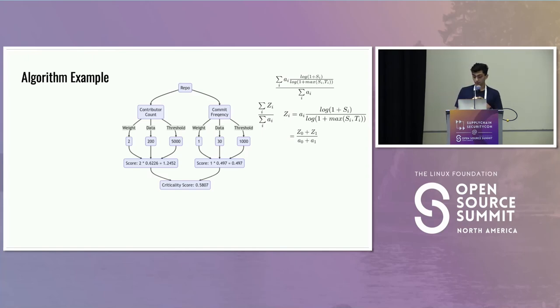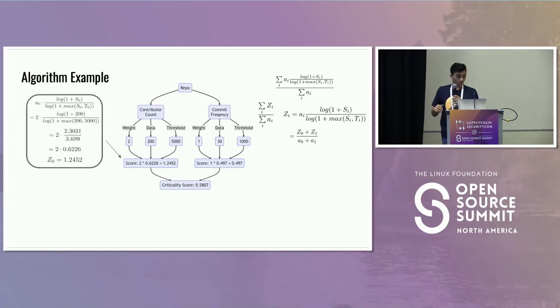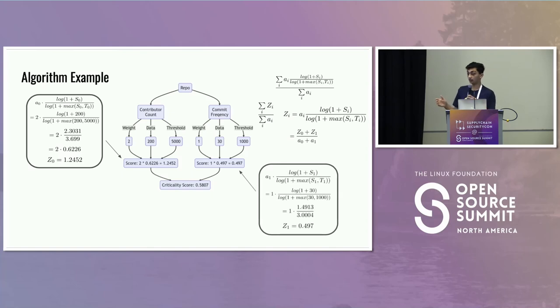So to solve this, we can start off by solving for z of 0. We can substitute 2 in for a of 0, 200 in for s of 0, and 5,000 in for t of 0 to get z of 0 equaling 1.2452. We can do something similar for z of 1 to get z of 1 equaling 0.497. Now that we know z of 0, z of 1, a of 0, and a of 1, we can get our criticality score of 0.5807.